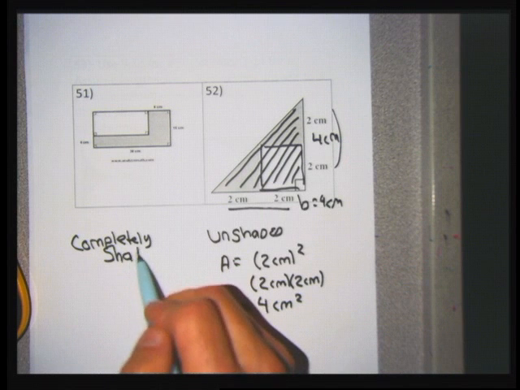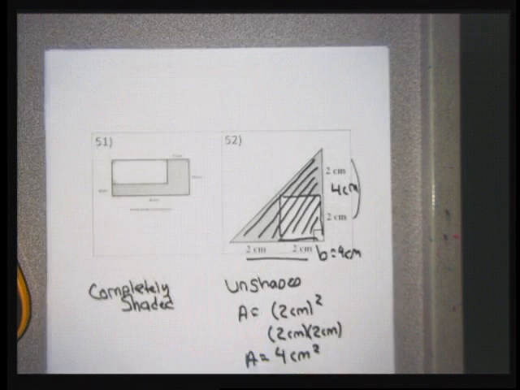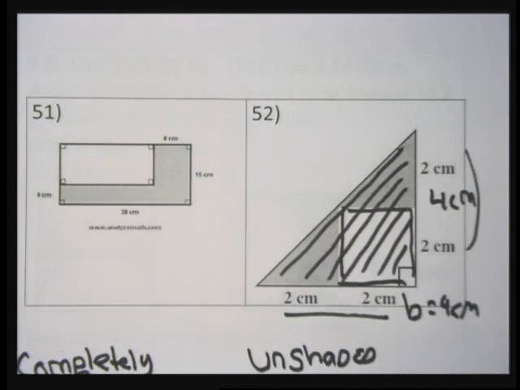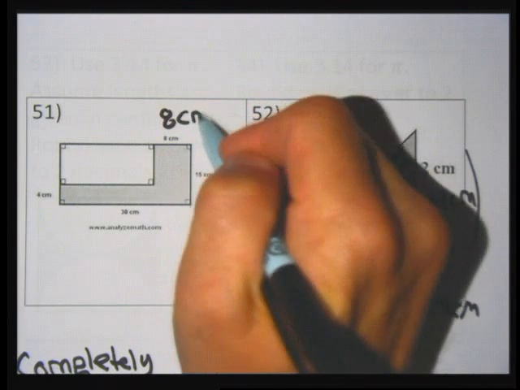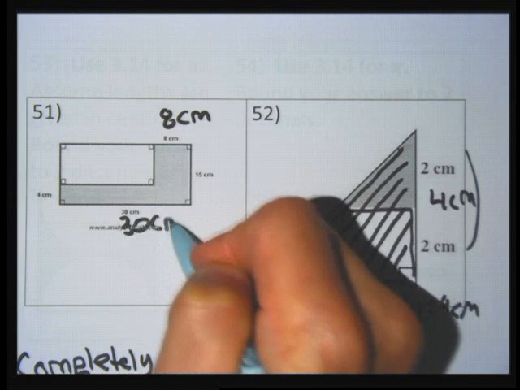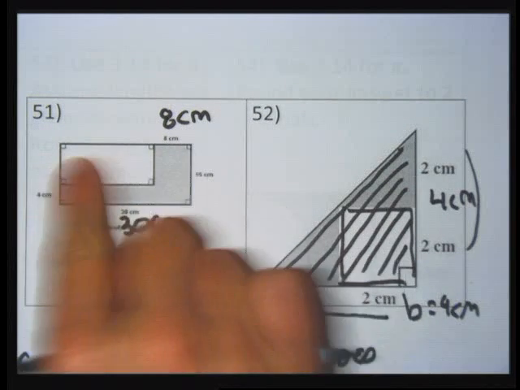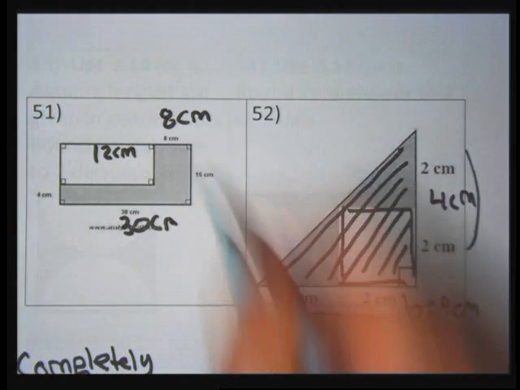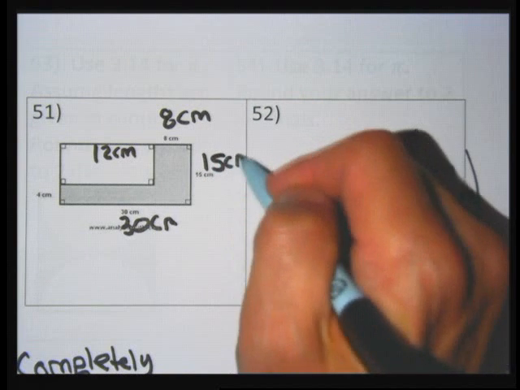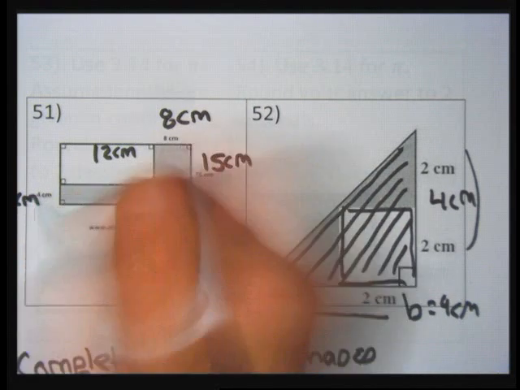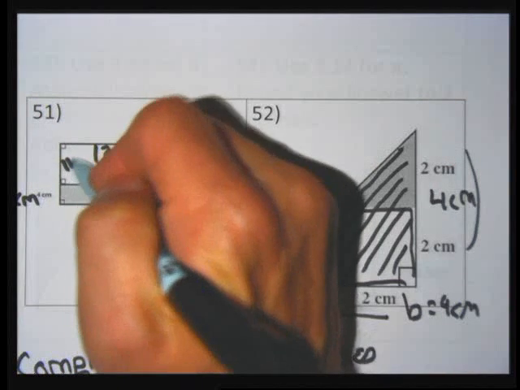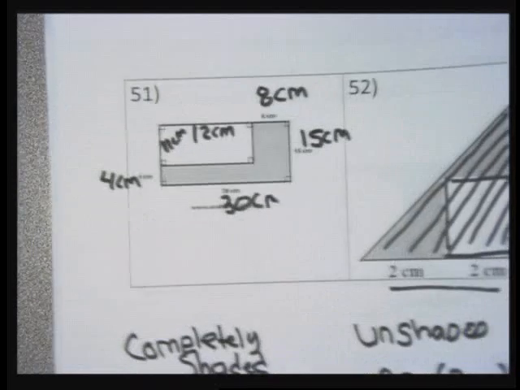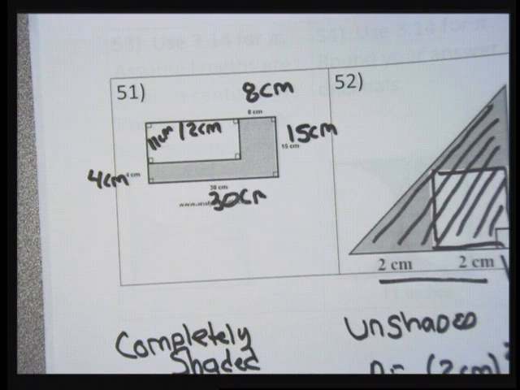Now let me blow yours up so you can see the numbers real quickly here, just in case you couldn't see these numbers. So this was 8 centimeters. This thing down here was 30 centimeters. That makes this length right there the difference between 30 and 8. So part of your square, part of your rectangle has 12 centimeters. This whole length is 15 centimeters. This small length is 4 centimeters. The difference between 15 and 4 is 11. That's going to make that 11 centimeters. So when your unshaded area is 11 by 12, those are the figures you're going to need in your drawing.